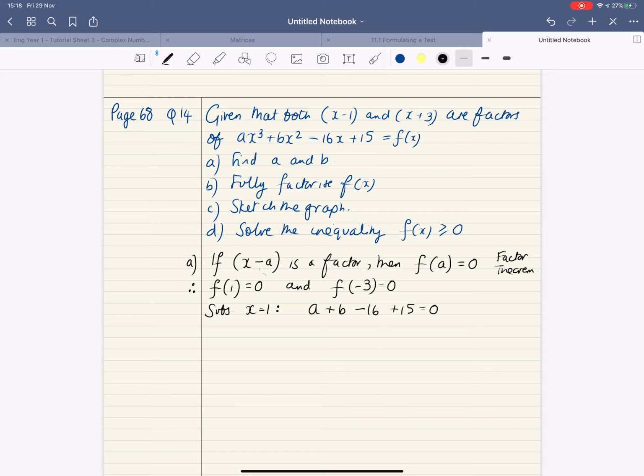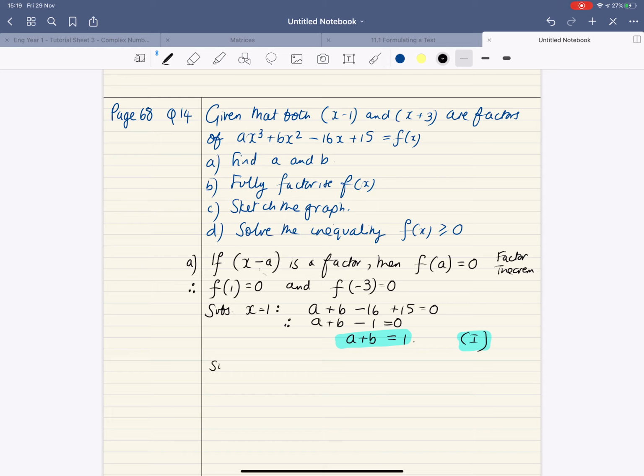Okay, so that's a straightforward one. So therefore a plus b, and then we've got minus 1 here, because minus 16 plus 15 is minus 1, is 0. So a plus b is plus 1. And that's going to be our first equation in our simultaneous equations. Okay, just colour that in so that it stands out.